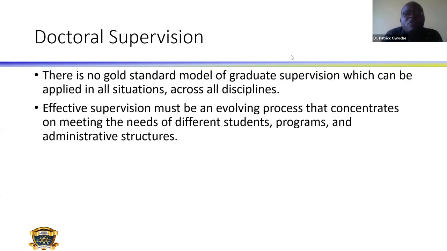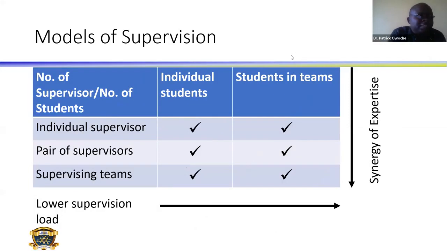there is no gold standard model of graduate supervision which can be applied in all situations and across all disciplines. But effective supervision must be an evolving process that concentrates on meeting the needs of different students, programs, and administrative structures. To understand how to do online or virtual supervision, we need to briefly go through the models of supervision. As I have on that table, there are various models.